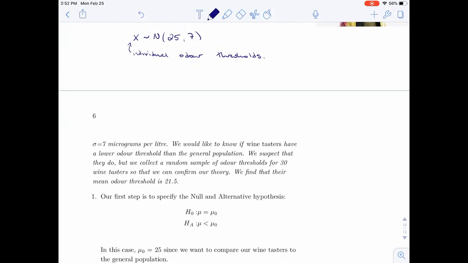Here's our hypothesis. We would like to know if wine tasters, so now we're talking about wine tasters, not just Joe Blow out here, considering all of us Joe Blow, but myself especially. We'd like to know if wine tasters have a lower odor threshold than the general population. Seems reasonable enough, right? They've got trained noses, trained palates, so they should be picking up on these odors at a lower concentration than we can. So that's what we're going to test.